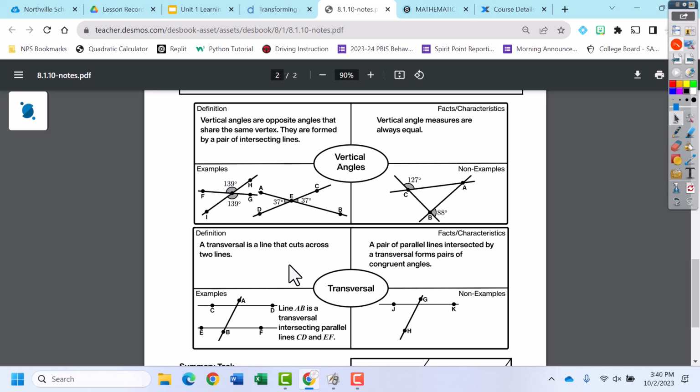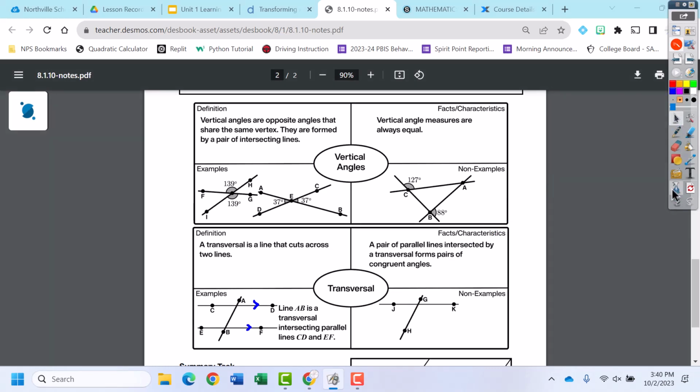A transversal is a line that cuts across two other lines. And you'll see this one here in the example. Line AB, that goes diagonal here, is a transversal that intersects line CD and line EF. Now it says they're parallel here. If they were parallel, they really should have those little arrows to indicate that they're parallel. But that's a transversal. On the right here, this is not a transversal because it doesn't cut across two lines. And a pair of parallel lines intersected by a transversal forms pairs of congruent angles.